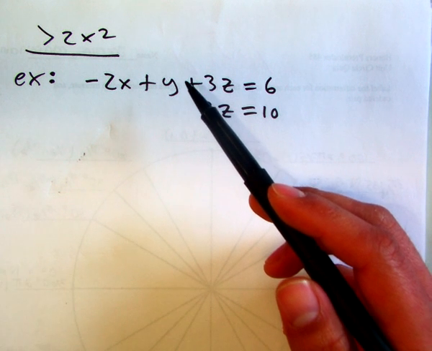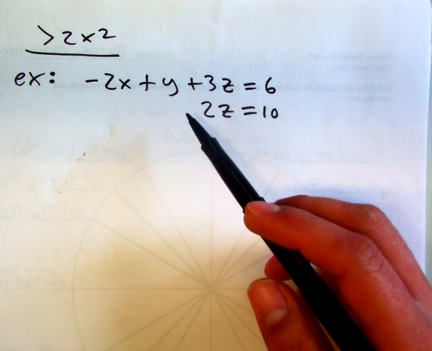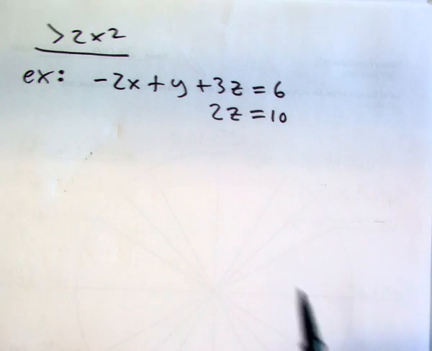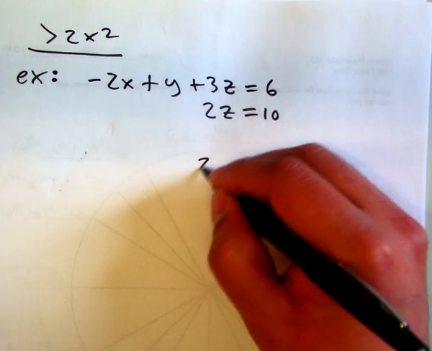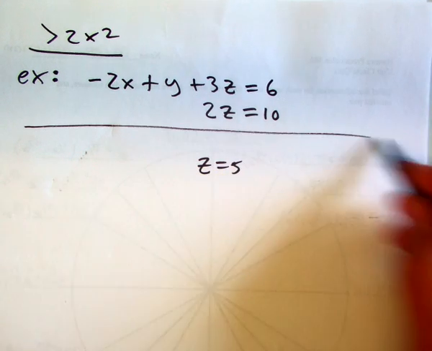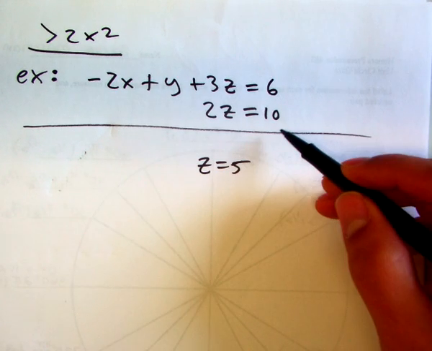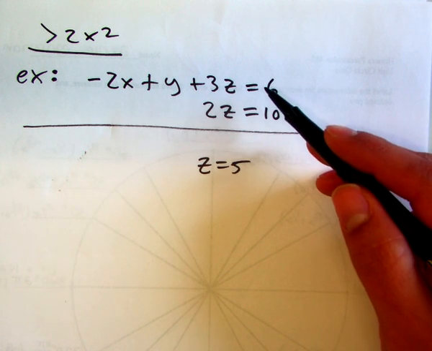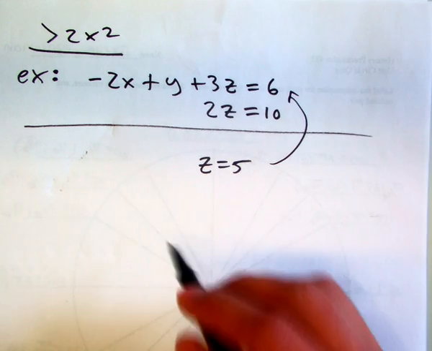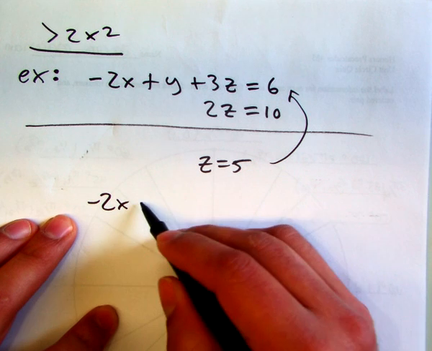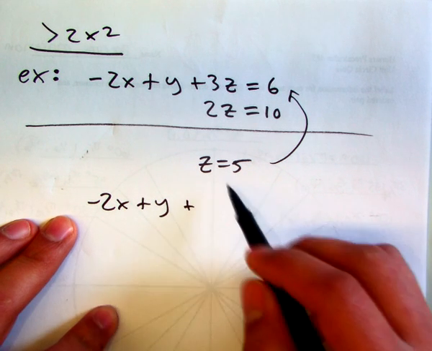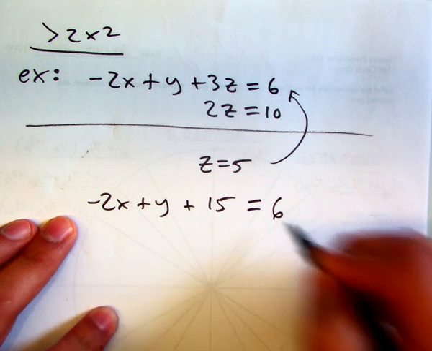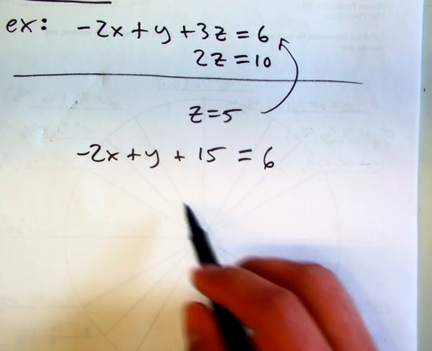So what I recommend doing in any scenario like this is if there's anything you can do to figure out one of them, do it. So can we find anything? Z is equal to 5. Okay. And then sticking with the motto from before, I could take z equals 5, plug it into this equation, right? So we have negative 2x plus y plus, what's 3 times 5? 15 equals 6.